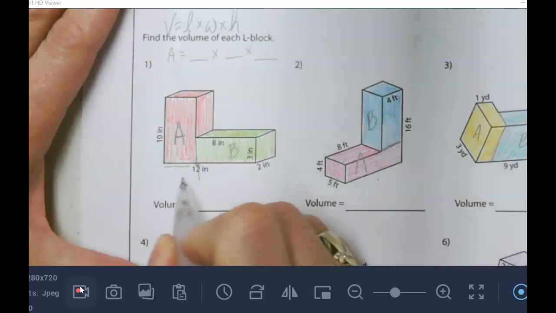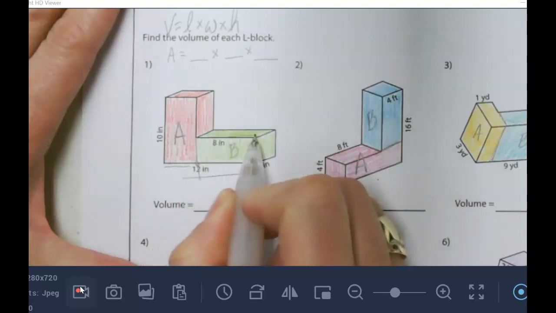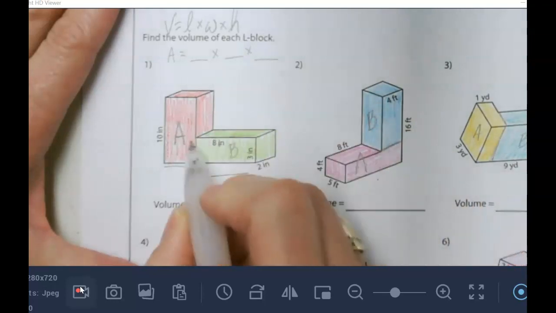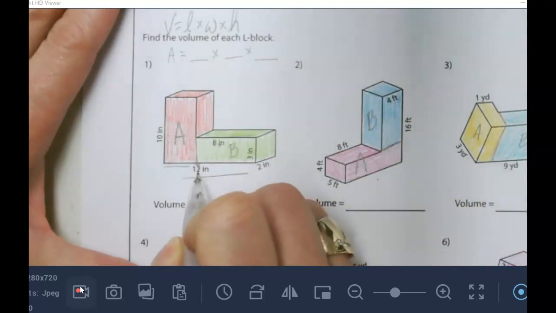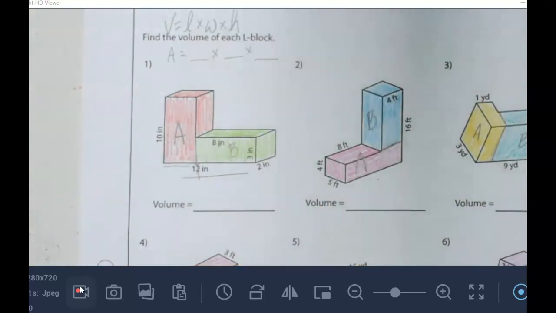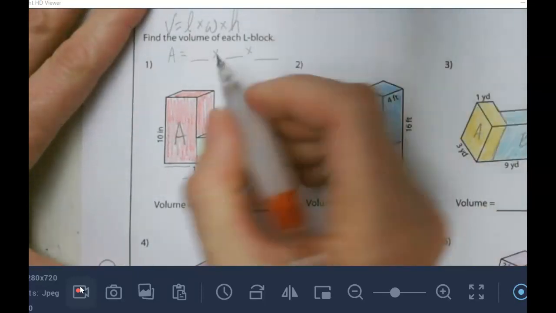But if I look for a parallel line, I can find another one. But this is for shape B. So we've got a built-in part-part whole right here. Okay? So you have to subtract the 8 from the 12 to find out what the length is for shape A.